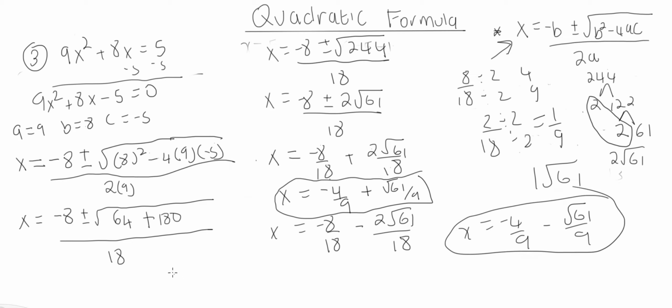By the way, you could also write this like this. So x equals -4 plus or minus square root of 61 over 9. This is still the same answer.